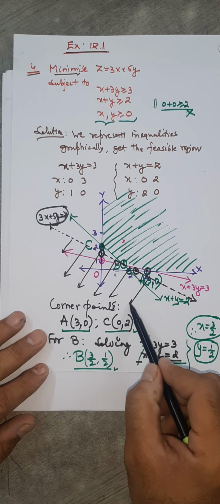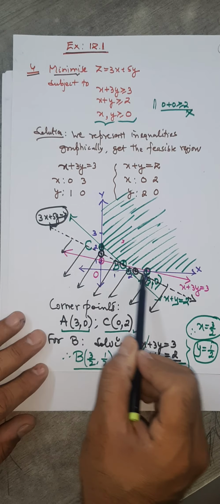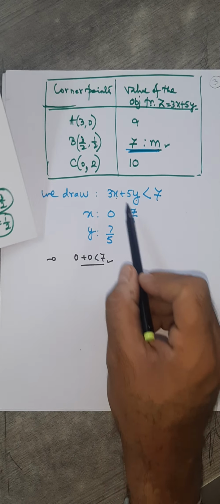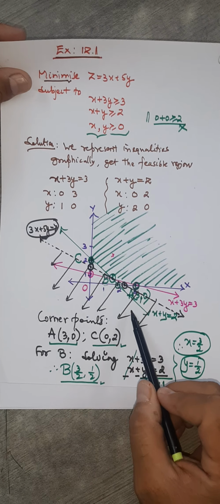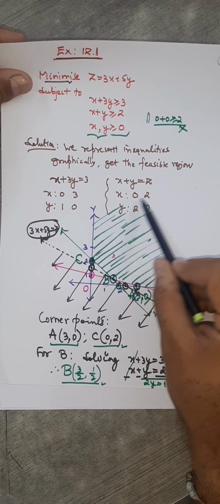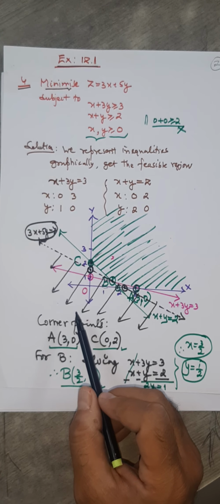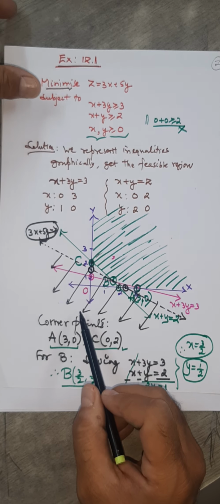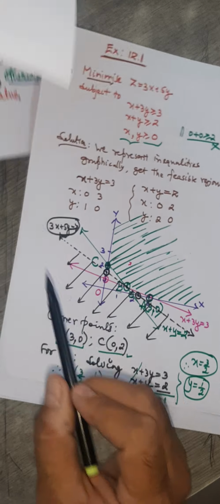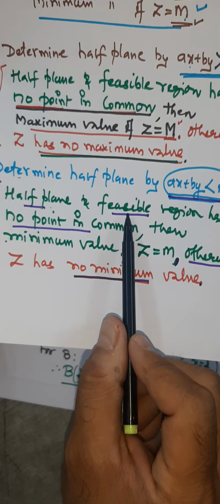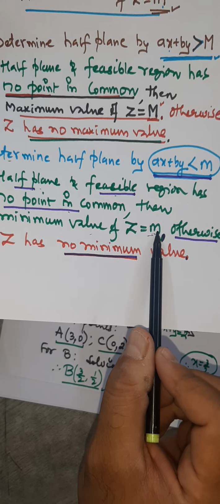I hope this is clear to you. The half plane determined by that inequality is this lower half plane, and the unbounded region was this green half plane. Do you have any common point between these two? No. There is no common point. So what have we written? If the half plane and the feasible region have no common point, then the minimum value is that small m.